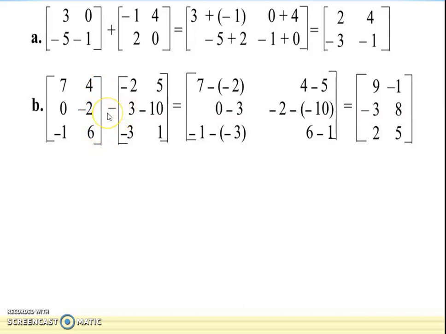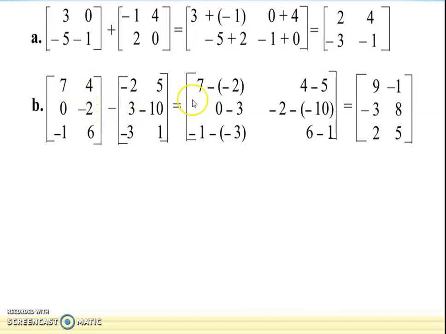Now we have to take the subtraction, but we must check that the second matrix has the same order of columns and rows. Let us check. Minus 2, 5 in row 1, 3, minus 10 in row 2, minus 3, 1 in row 3. Now 3 rows are there. Yes, right. Minus 2, 3, minus 3 in column 1 and 5, minus 10, 1 in column 2. So both matrices have the order 3 by 2, that means 3 rows and 2 columns. Now it is easy to get the subtraction.